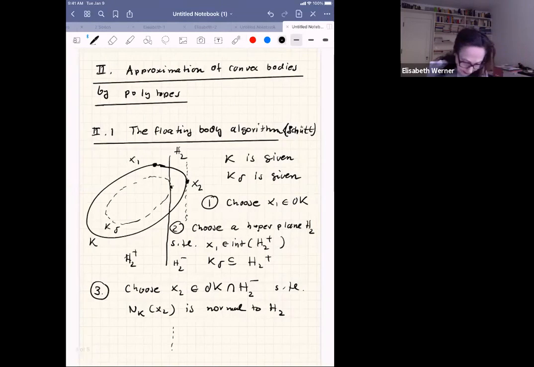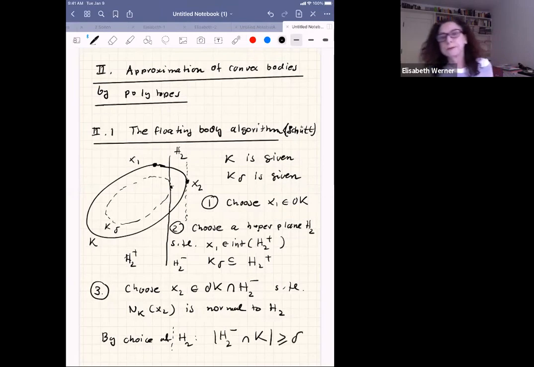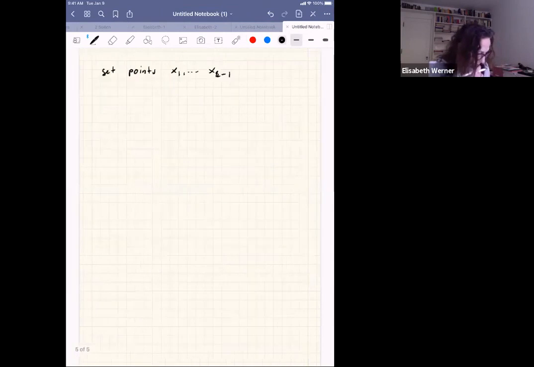Before I write that, let's right away notice that by construction, by choice of H2, because it is a support hyperplane to K delta, we of course have that H2 minus intersected with K has volume bigger or equal than delta. So let's note that right away. This is because H2 is a support hyperplane to the floating body.